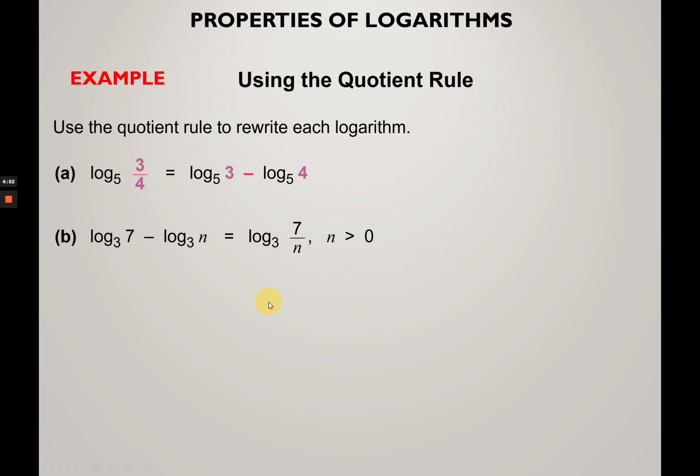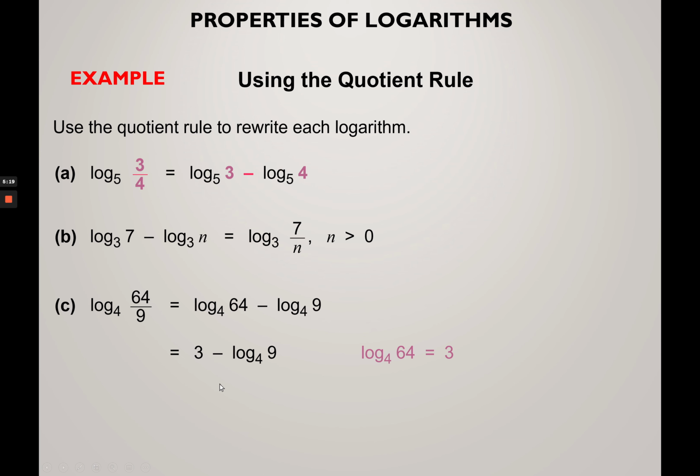Next, letter C, you have logarithm base 4 of 64 over 9. We are going to separate 64 and 9 with a minus in between. So you have logarithm base 4 of 64 minus logarithm base 4 of 9. Again, be watchful. This is possible to evaluate. You have logarithm base 4 of 64. How many times is 4 multiplied to itself to become 64? It's 3.